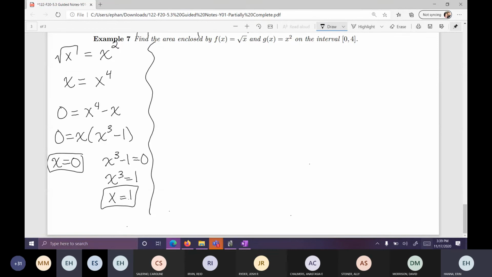So we've essentially found where they intersect. We kind of care about 0, but it's an endpoint, so we also kind of don't care about it. The main one we care about is 1, so we need to split this up from 0 to 1 and from 1 to 4. I'm going to do both of them, but let me do the graphic way first this time around.